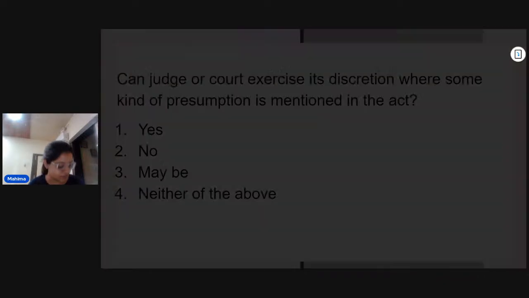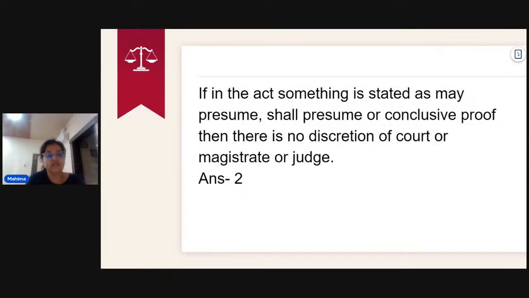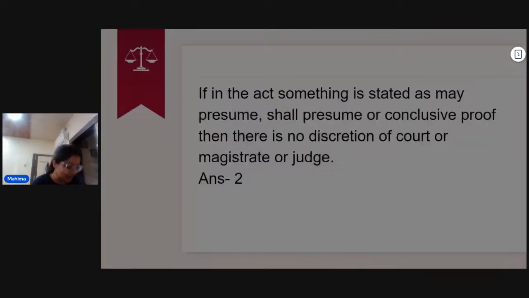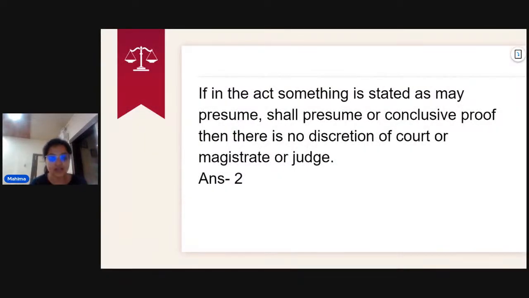Everyone is saying one. No. If in the Act something is stated as may presume, shall presume, or conclusive proof, then there is no discretion of the court or the magistrate. Yes, correct, Harsha. No. Correct, Prachi? Okay, Priyanka Bharti said maybe. Okay, no. So the court or the judge does not have any discretion because this is an Act with literal interpretation. These presumptions are to be treated literally, and whenever there is a shall presume or especially conclusive proof, they cannot treat it as may presume or shall presume.